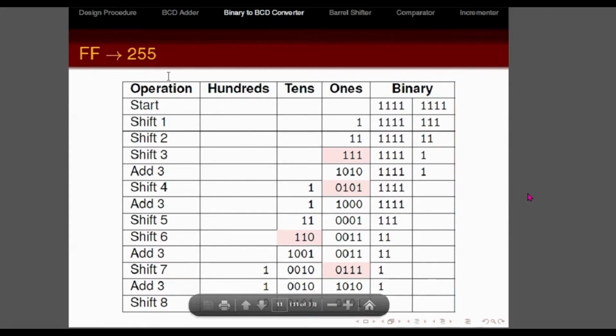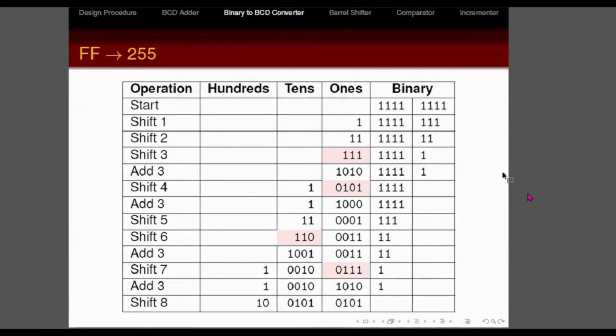This is in the case of 255. If the FF is the binary number, the BCD number should be 255. That means 2, 0101, 0101. That's 255. Okay.